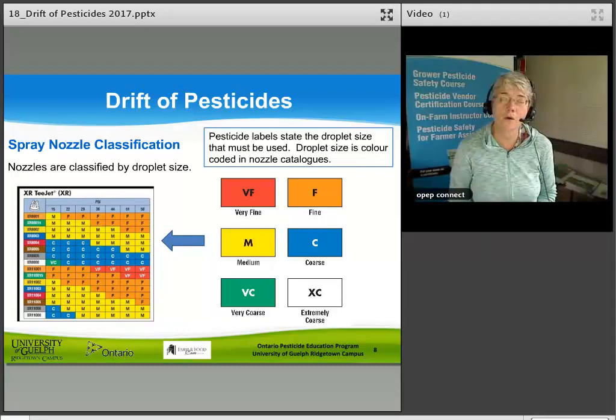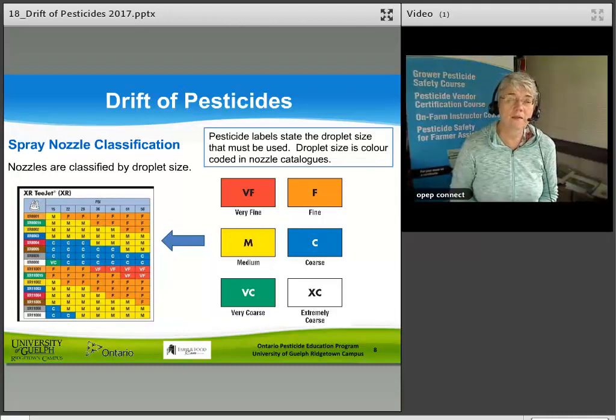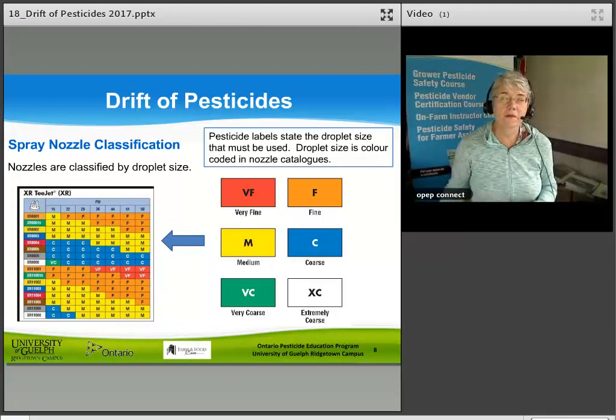If we're looking for coarse droplets from a particular nozzle, we look over and we can see all the blue with the letter C in them. And we'd be able to go in and buy a nozzle that gives us a coarse droplet. Pesticide labels will state the droplet size that must be used. So look on the pesticide label. Most labels will say medium to coarse. Now we have some labels saying very coarse, extremely coarse, and ultra coarse nozzles.